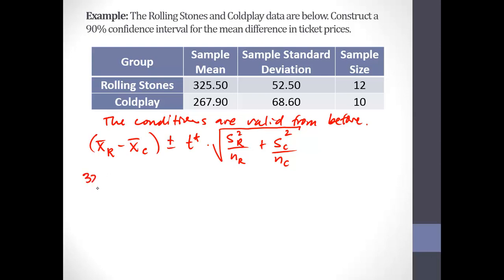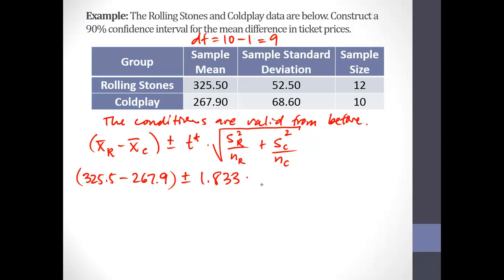So this is 325.5 minus 267.9, plus or minus. Remember that our degrees of freedom here is 10 minus 1, which gives 9. If you go to the degrees of freedom equal to 9 row in table C and go over to a 90% confidence interval, you'll get that t star should be 1.833. I'll skip over how we got there for now and let you practice that on your own.